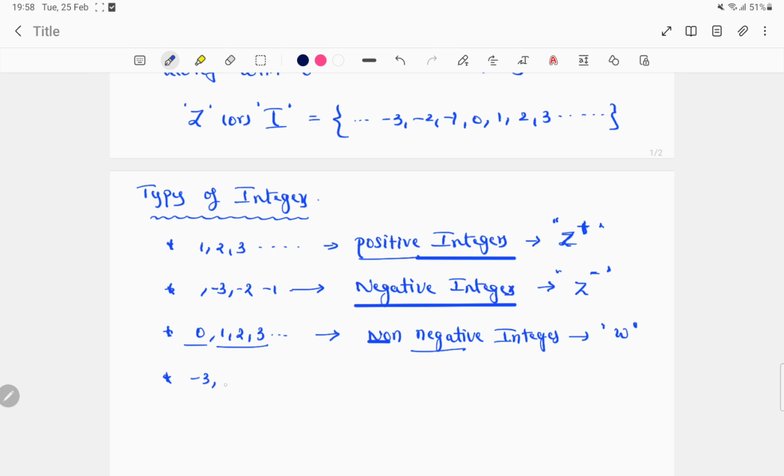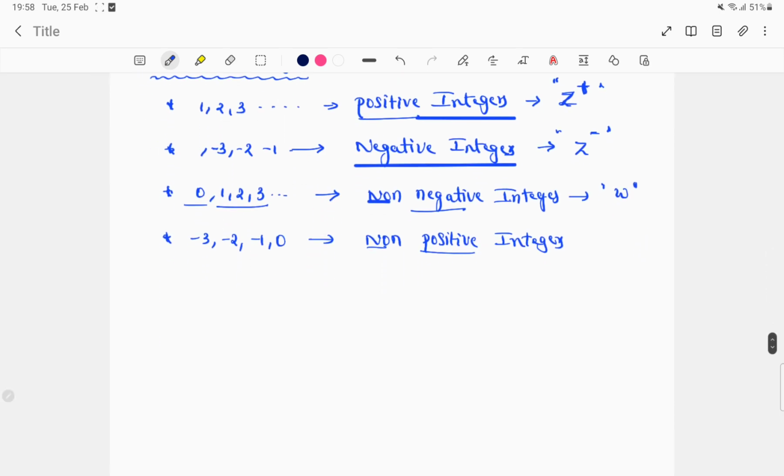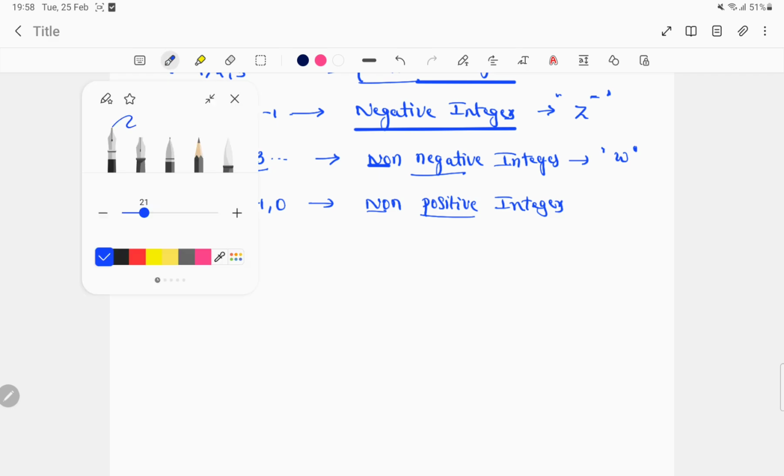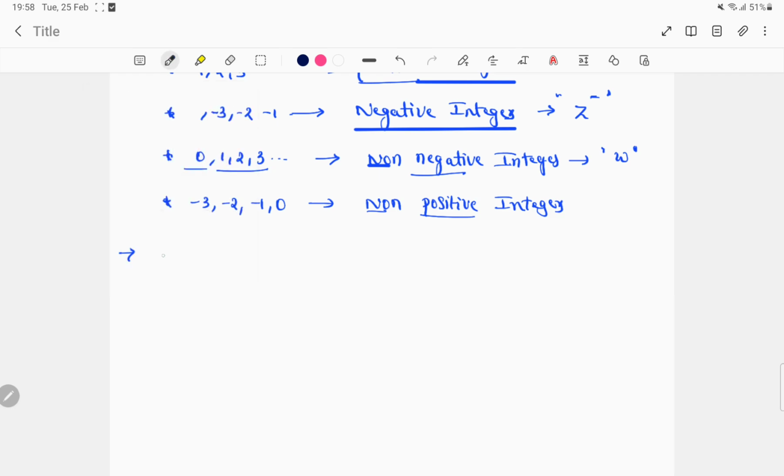And -3, -2, -1, 0 are non-positive integers. Non-positive means no positive. You can see here there is no positive along with 0. So this comes under the types of integers. Next one, fractions. Before going into depth, still so many types of numbers are there. Now I'm going to discuss even numbers.